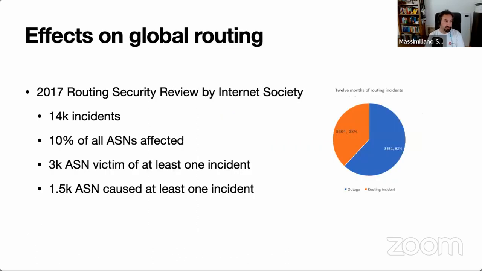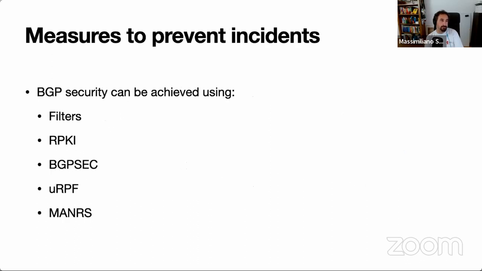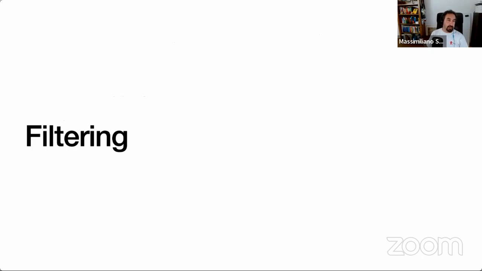So these are incidents that can happen. And the Internet Society did a review in 2017. We have even newer ones, but imagine having 14,000 incidents in 1 year and having 10% of all the autonomous system networks affected. So this is a big issue. And for this, we have some measures. We have filters, we have RPKI, we have BGPSec, which I mentioned. We have RPF, and we have MANRS, which basically puts everything together from these.